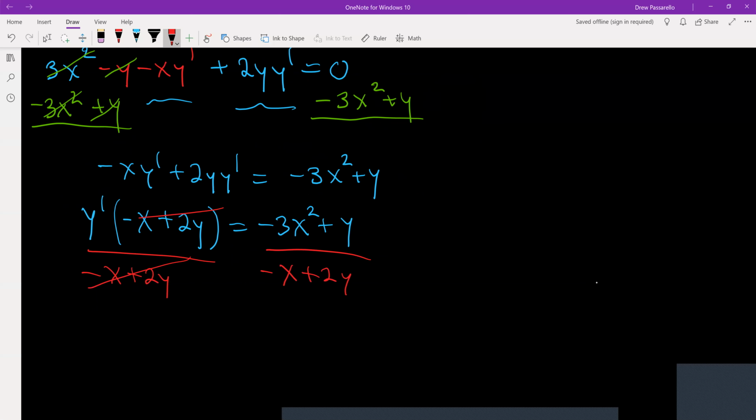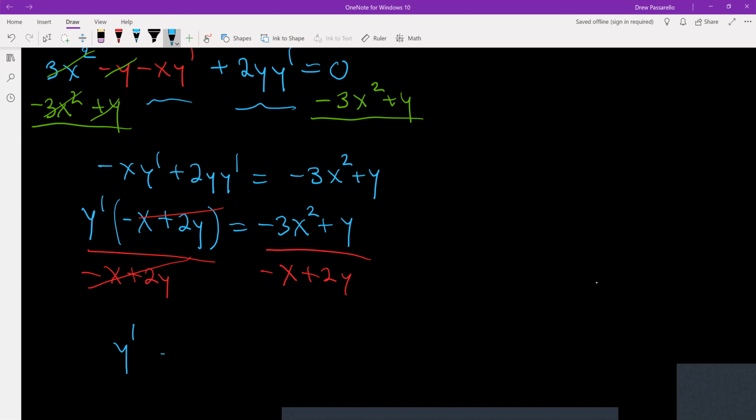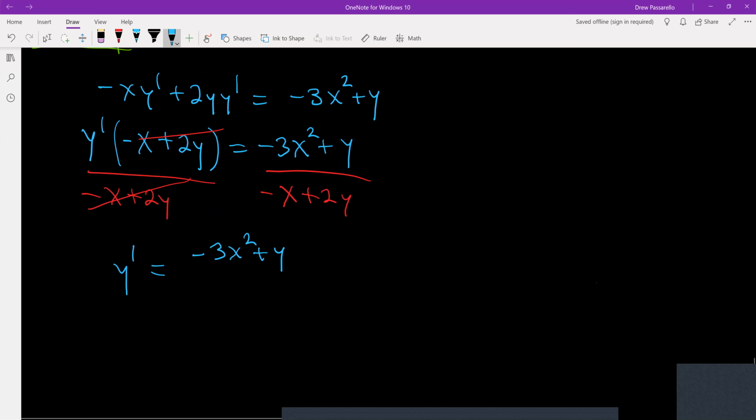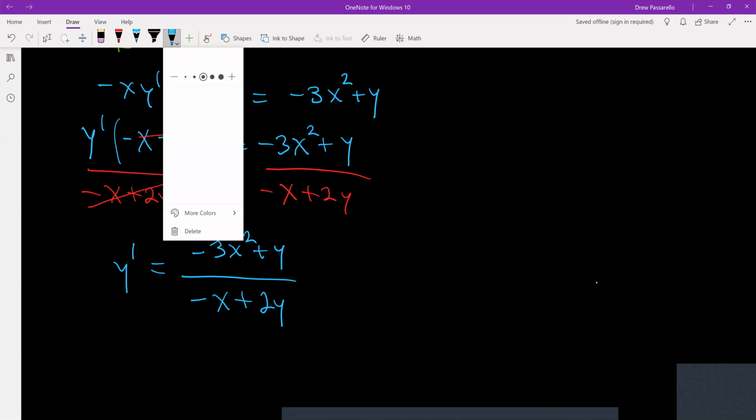Those cancel out, so y prime is equal to negative 3x squared plus y, divided by negative x plus 2y. And that's going to be my answer.